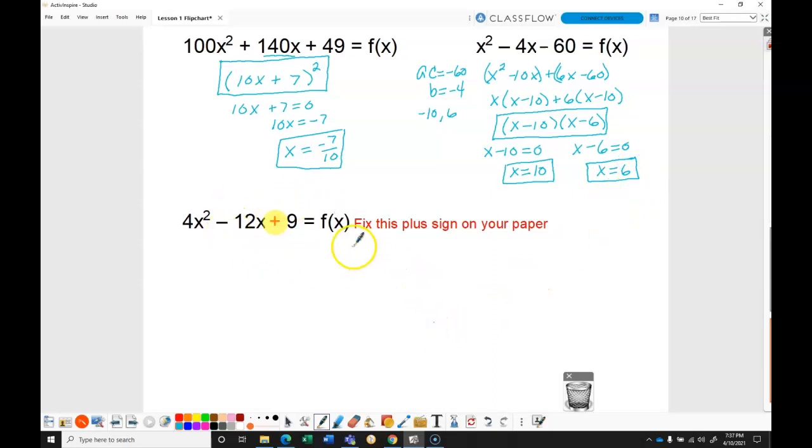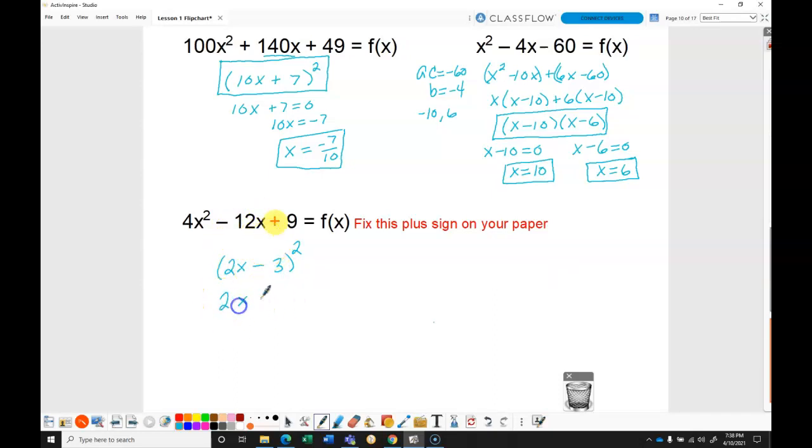And for this last one, I see a perfect square with 4x squared, and I see a perfect square with 9. So I'm going to use my binomial square. I'm taking the square root of 4x squared, that's 2x. I'm going to pick up the sign of the middle term, so that's minus. I'm going to take the square root of the 9, and that's a 3. Okay, and let's make sure if I multiply them together and double the result, I should get -12x. So -3 times 2x is -6x, doubled is -12x.